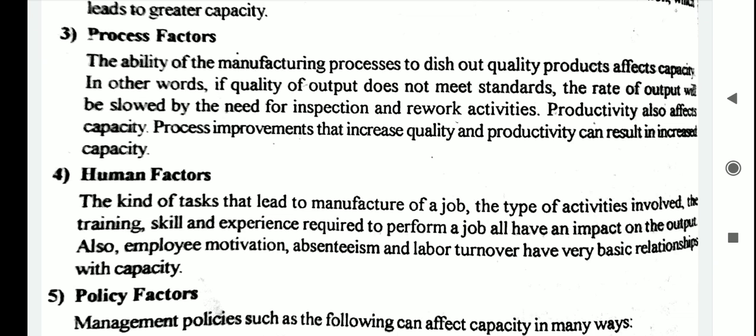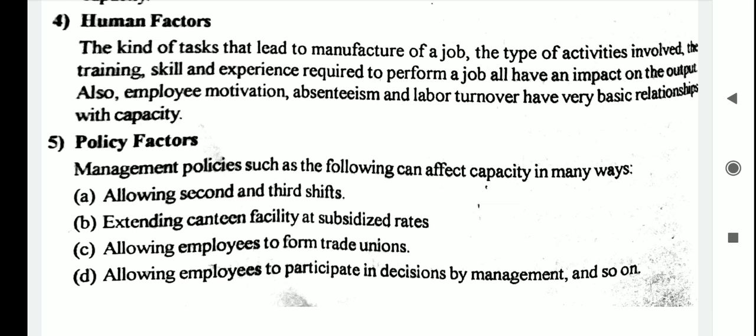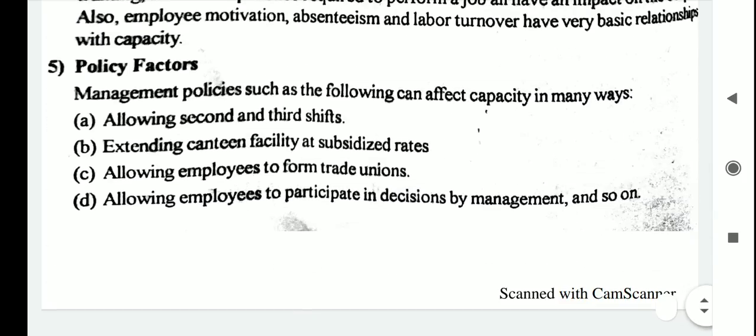The fifth one is policy factors. Here management policies such as the following can affect the capacity in many ways. The first one is allowing the second and third shifts. The second is extending the canteen facility at subsidized rates, the third is allowing the employees to form trade unions, and the fourth is allowing the employees to participate in decisions by the management, and so on. These are the policies which affect the capacity.